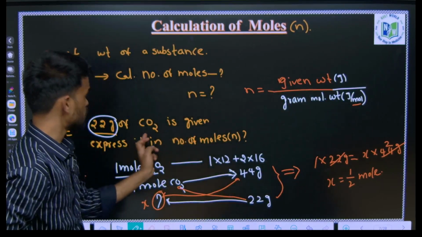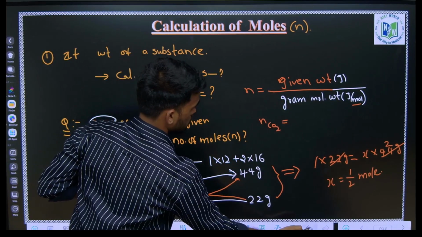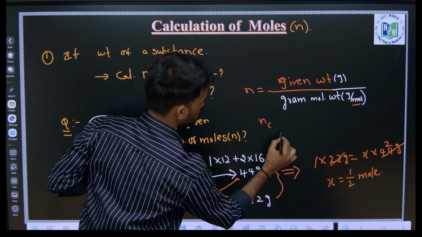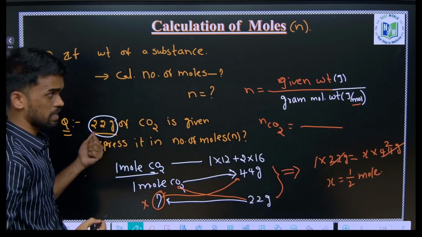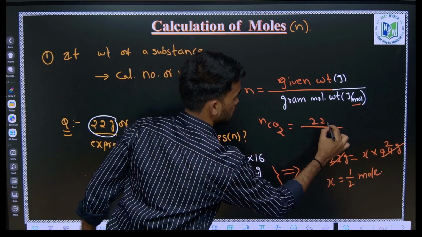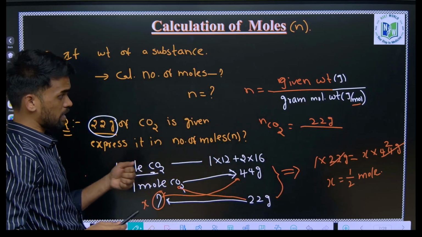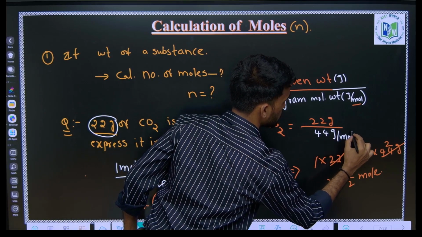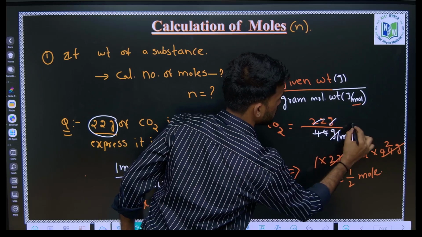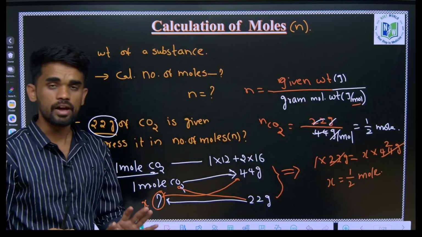So just substitute over there. So n of CO2 will be equal to how much here? What is the weight they have given? 22 grams. So take it over here. And what is the gram molecular weight of CO2? It is 44 gram per mole. So now we are left with half mole. So this is how you need to do it. I hope this is clear.